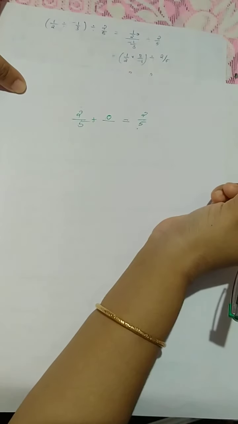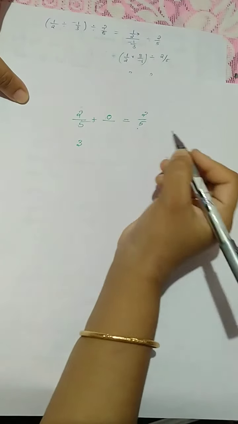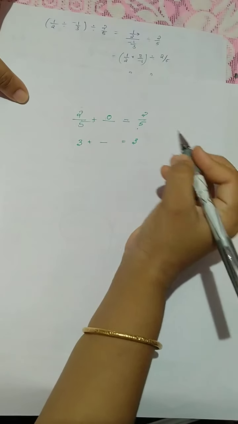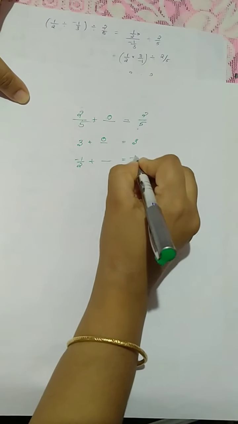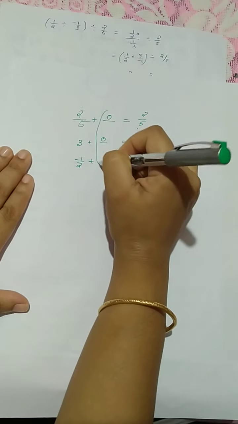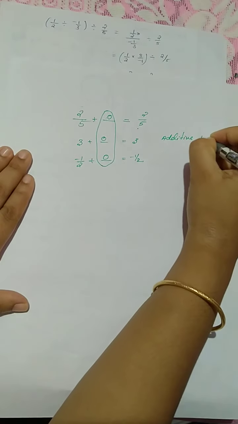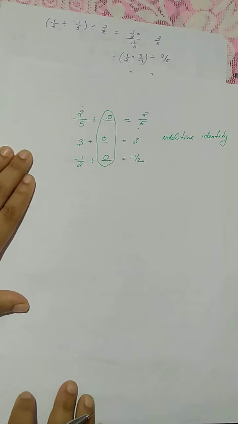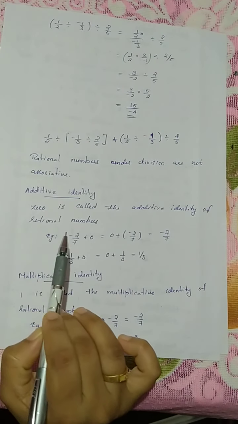It is 0. So the only value is 0. Similarly, 3 is a rational number. 3 plus dash equals 3, it is 0. Next, minus 1 by 2 plus dash equals minus 1 by 2, also 0. So this 0 is known as the additive identity. So 0 is called the additive identity of rational numbers.